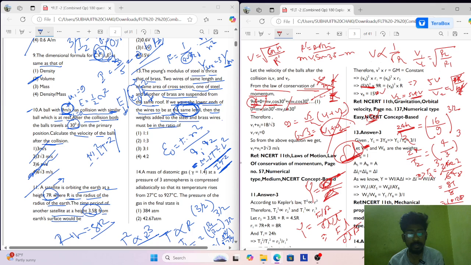And if the area is also the same, then F by delta L. Delta L will be equal also. L is equal, delta L is equal, A is equal. So Y is proportional to F. Okay.